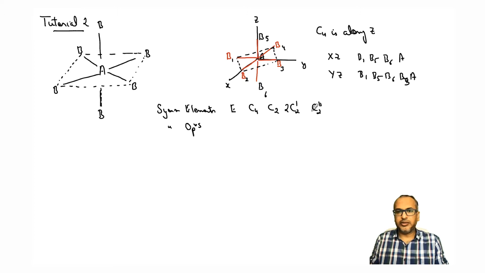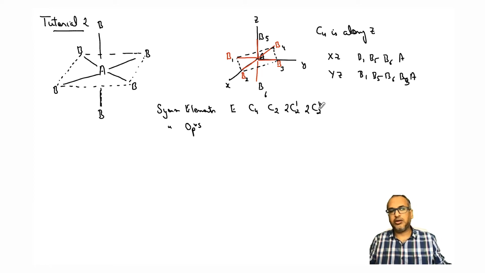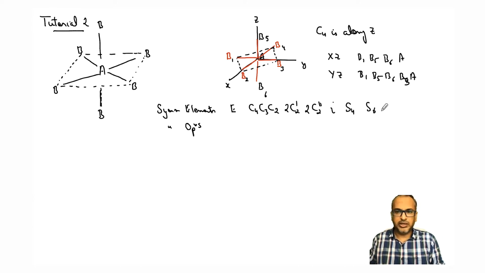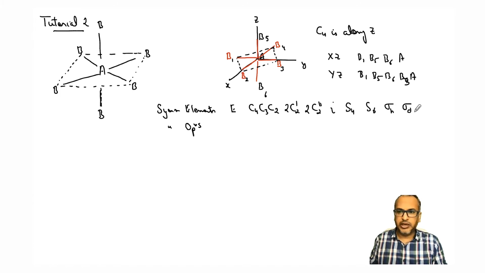Then similarly, how many C2 double primes will there be? The C2 double primes bisect the XY axes, so there would be two C2 double primes, and there would be i. Then we will do this counting again. We'll have S4, then S6 will be there, and there will also be a C3. We will see where the C3 is and how many C3s there are. S6 is there, sigma h is there, and sigma d is there, right?